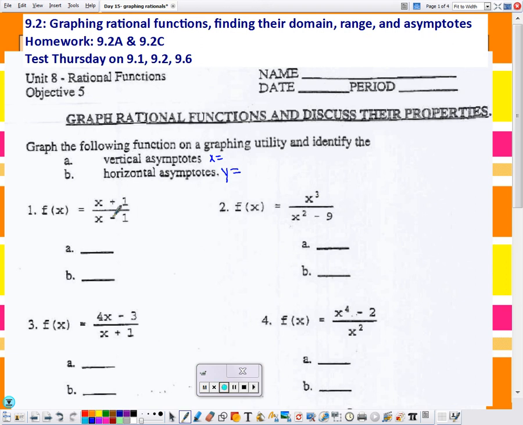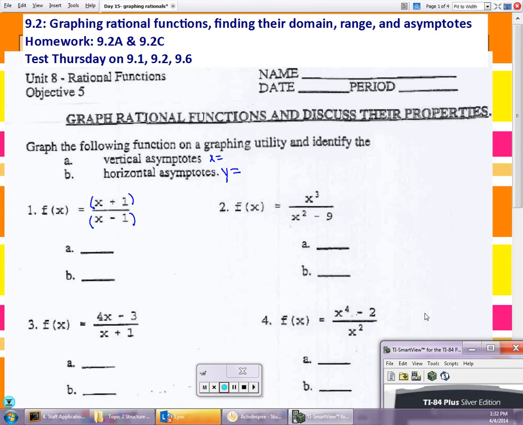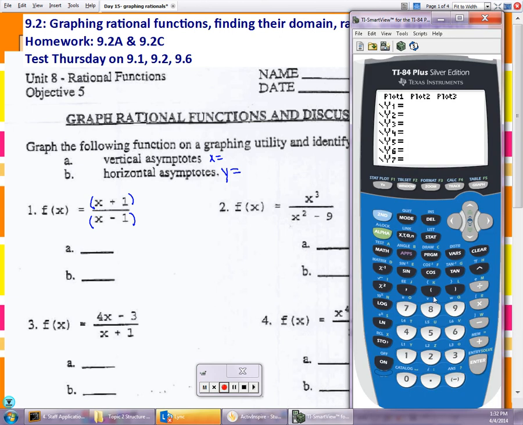So let's get started. The first thing you're going to want to do is go into y equals on your calculator and type in number 1. You want to make sure that you put the numerator in parentheses and the denominator in parentheses. So it's going to look like this. Y equals, clear out anything that's here, then we have x plus 1, close parentheses, divided by x minus 1. And then you're going to go and look at your graph.